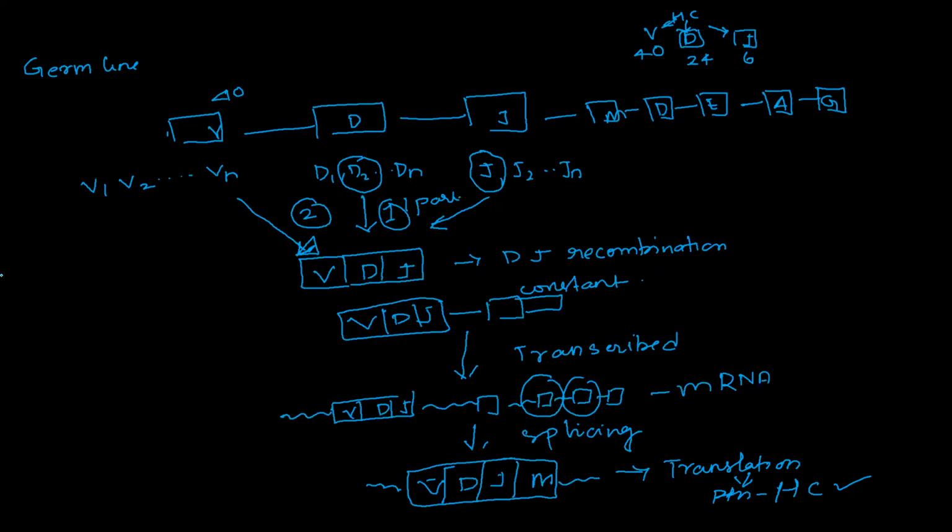Similarly, the same process happens for the light chain, where you have V and J regions alone. One part of each will come and bind, so I don't have to repeat it. Then transcription occurs, and it gets spliced, after which it forms the proteins for the light chain. Now in the next video, I'll explain the process in detail.